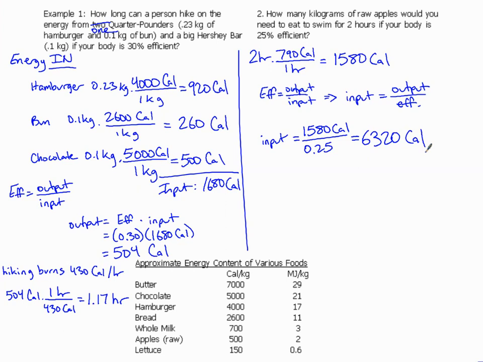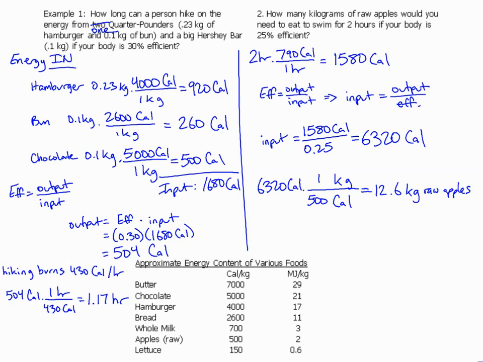And the question is asking how many kilograms of raw apples. And so we have calories per kilogram as 500 calories for every 1 kilogram. You're talking about 12.6 kilograms of raw apples. Do any of you think that you could eat 12.6 kilograms of raw apples? Usually the mass here includes the core, which we don't eat.